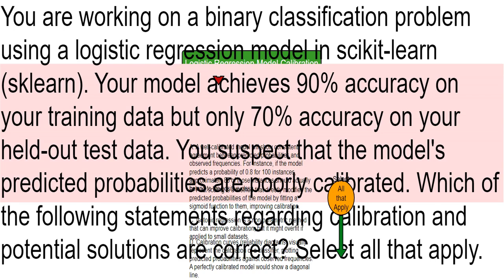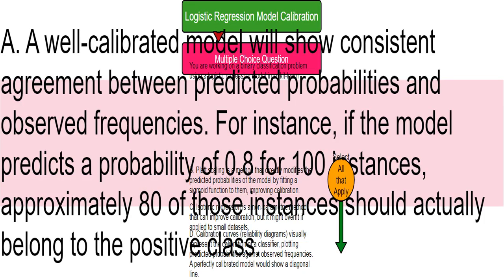This gap points to a problem called poor calibration. The model's probability predictions aren't reliable. A well-calibrated model's predictions match reality. If the model says something has an 80% chance of happening, it should happen around 80% of the time.